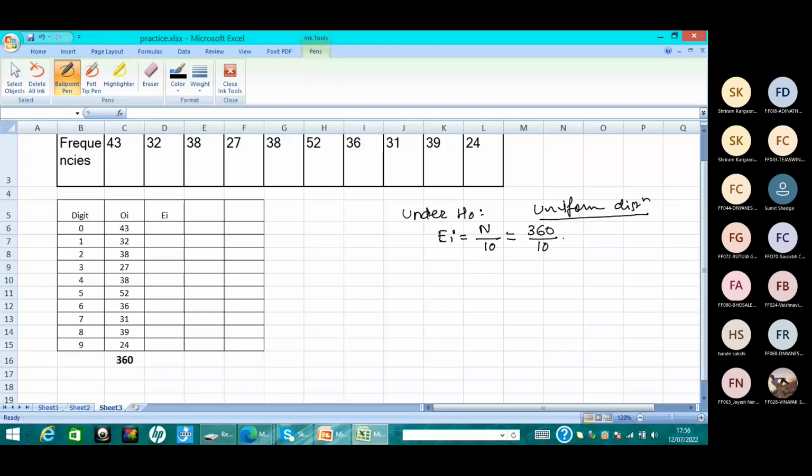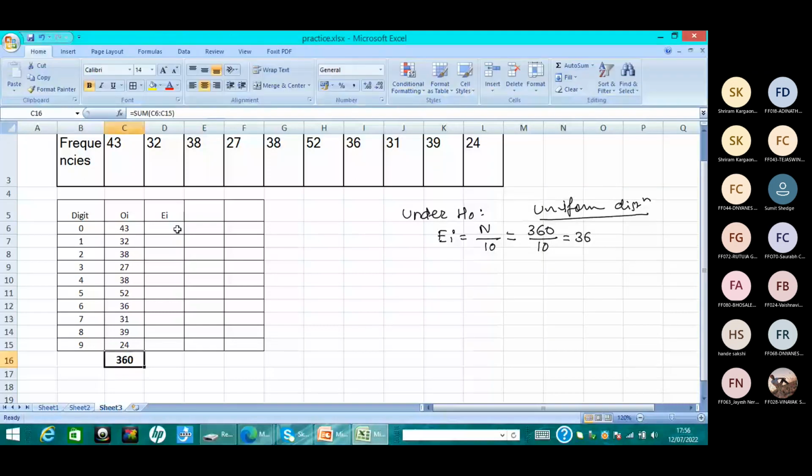So every digit should appear 36 times according to the hypothesis H0. Okay, so that's why we write here 36. So these are the expected frequencies.